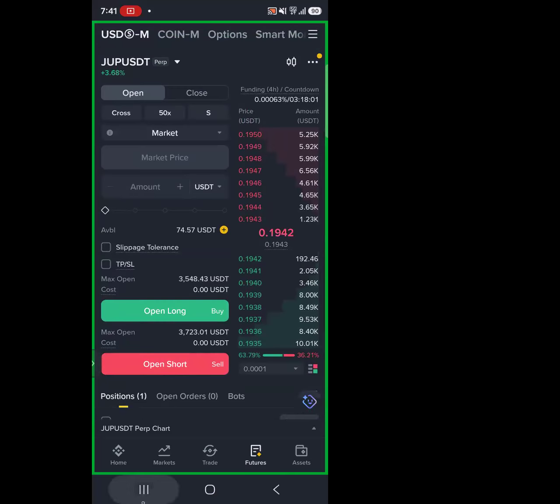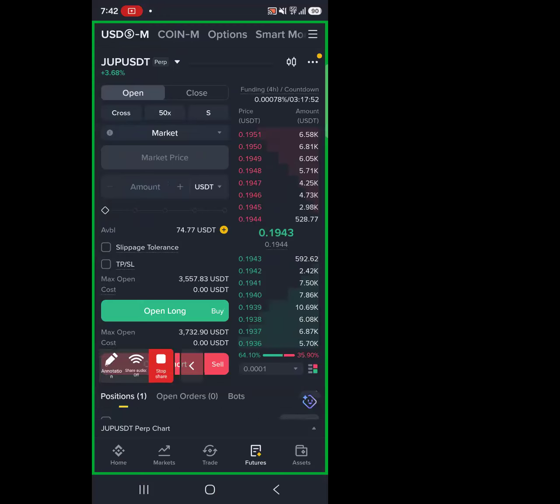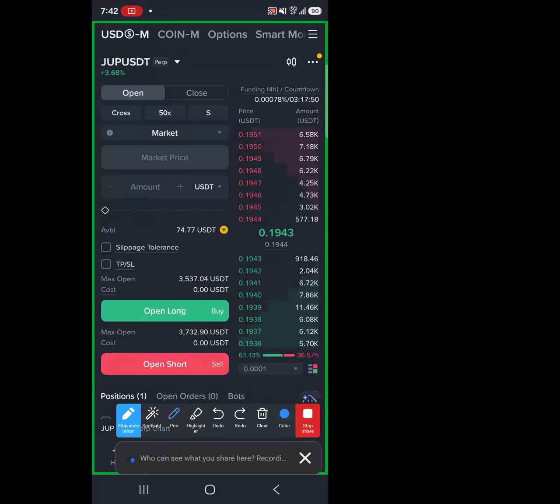Let me just look for it, just a minute. See, you remember what we looked at? We are on the futures market, right? The USD futures market. And when you come to this part, this is where you get the trading pairs, okay?